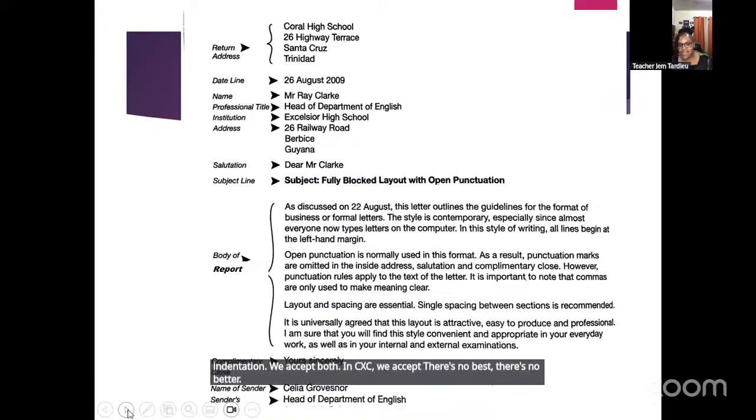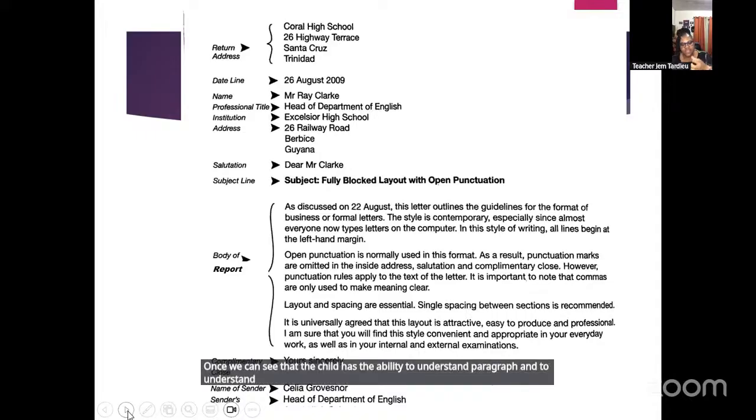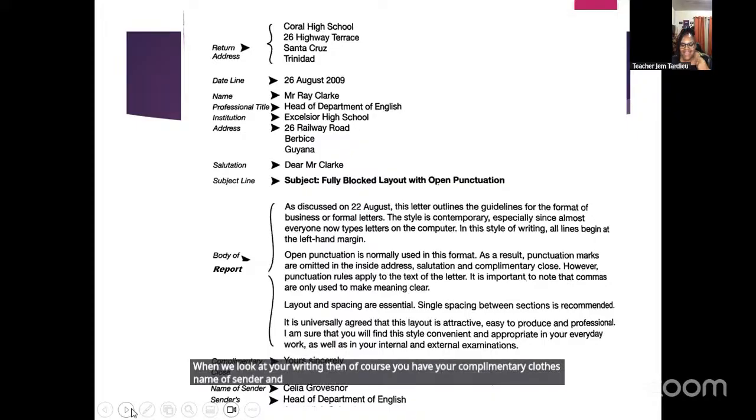Once we can see that the child has the ability to understand paragraphing and to understand that a new point goes into a new paragraph, that falls under organization. We will also look at the mark scheme coming to the end of the session, so that you will have a clearer understanding of what CXC looks at when we look at your writing. Then, of course, you have your complimentary clause, the name of the sender and the sender's title. Sometimes we call it the designation of the sender's title.